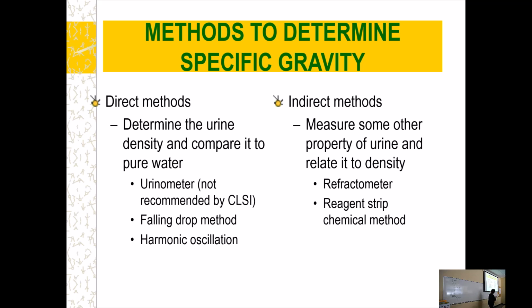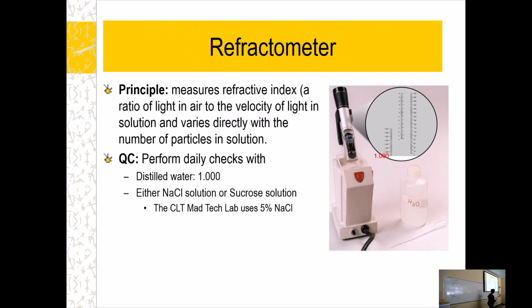Now, indirect methods, we measure some other property related to the density. So, the refractometer and the reagent strip chemical method. These are the two that we use most of the time in the lab, and the two we're going to spend most of our time talking about. This is a picture of a refractometer. Ours are on stands. Some of them are just sitting in drawers in the labs. Sometimes students go to clinical and say, oh, we have one of these? The techs have no idea it's in the drawer because they never use it.